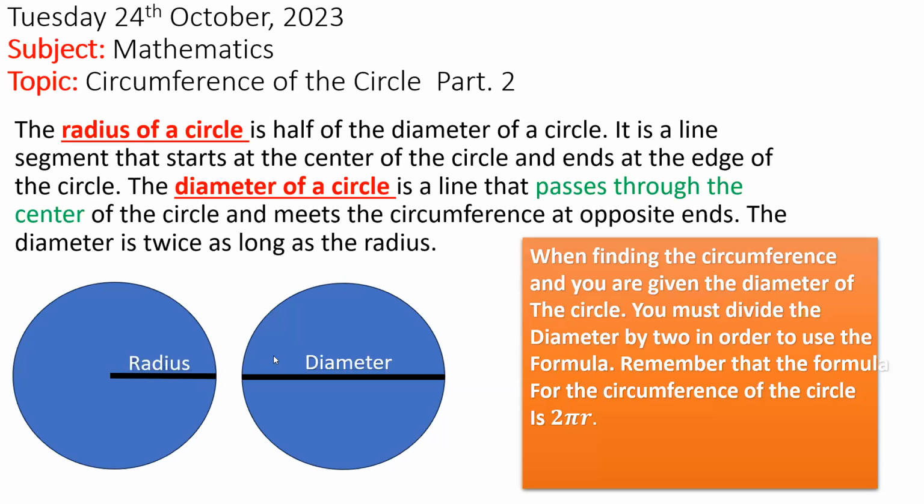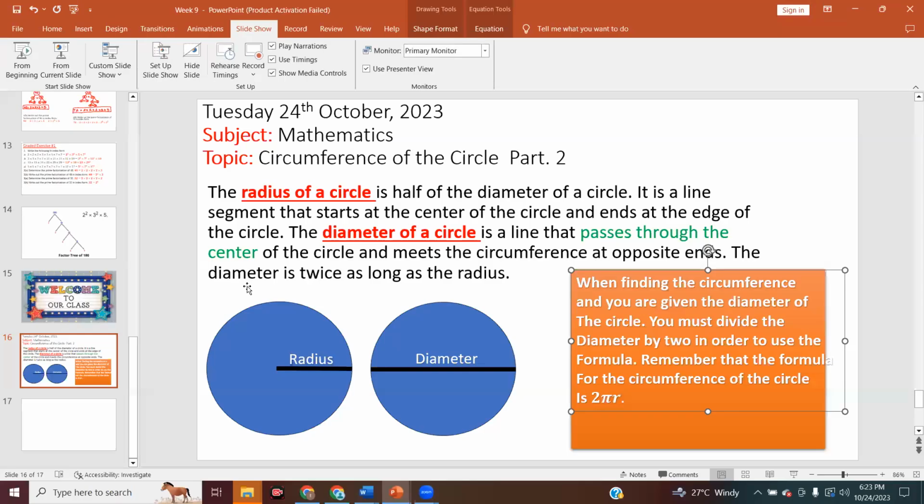China, can you hear me? I was asking you, what is the formula for the circumference of the circle? 2 times pi times r. Very good. And Dion, what happens if they give us the diameter of the circle instead of the radius, what do we do in that case? We divide it by 2. Very good.